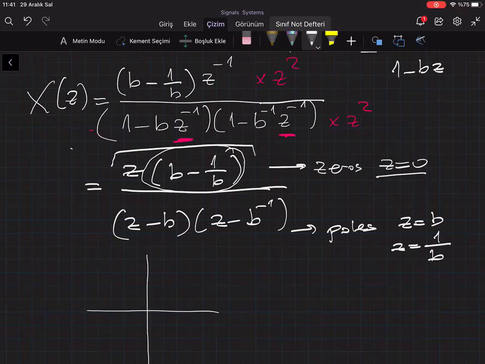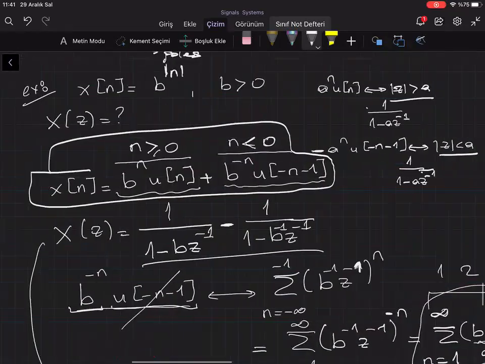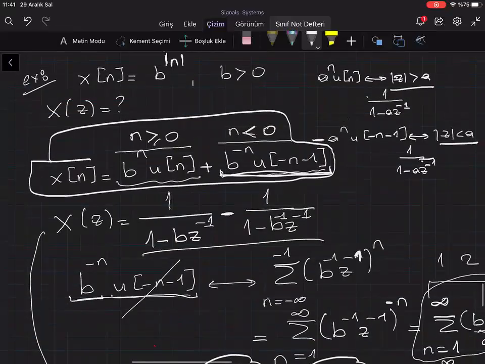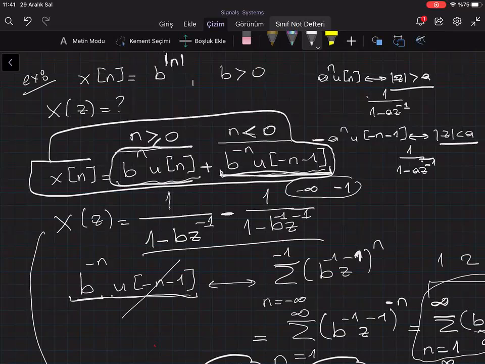Because the second term starts from -1 to negative infinity. So it doesn't exist from 0 to -1. It exists from -1 to minus infinity. It doesn't exist at 0 because we already used it. Here we already used 0. Now we are putting the terms from minus infinity to -1. So here I have 0, 1, 2, and so on. Here I have -1, -2, and minus infinity.